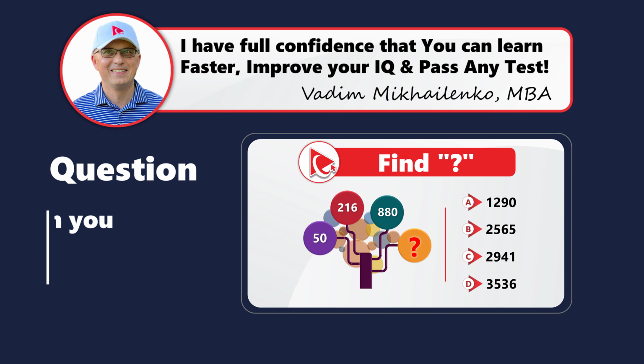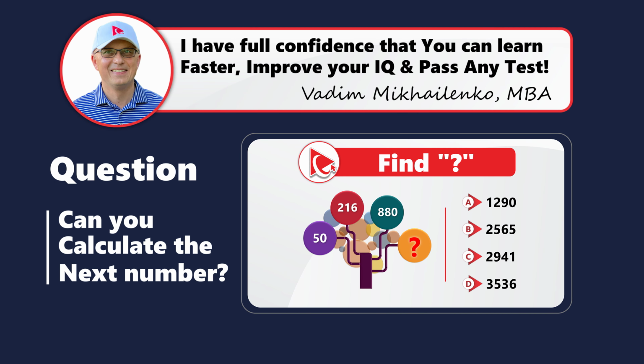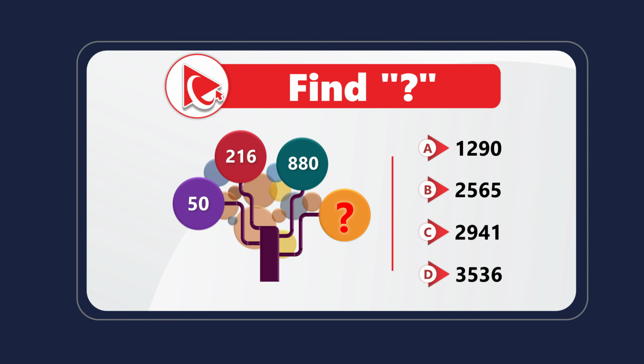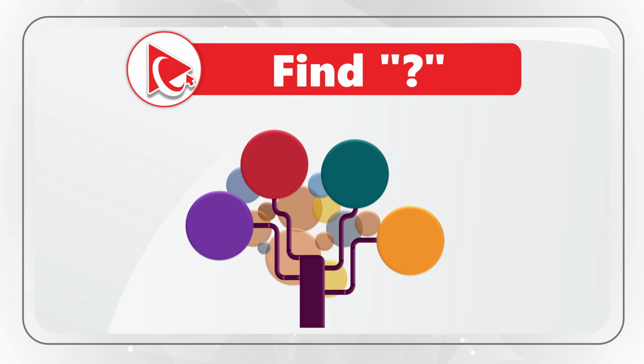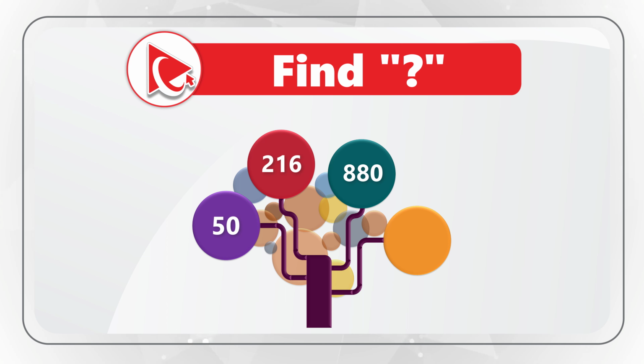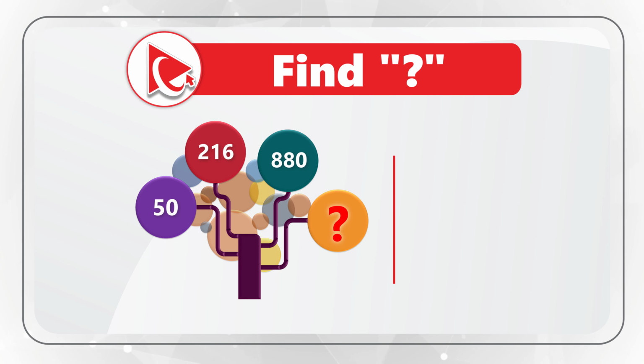Here's an amazing question where we need to find the missing number. You're presented with a tree-looking structure, and it has numbers in the circles on the top. The numbers, if we start from the left, are 50, 216, 880, and then comes the missing number. You need to calculate and select the missing number out of 4 possible choices.